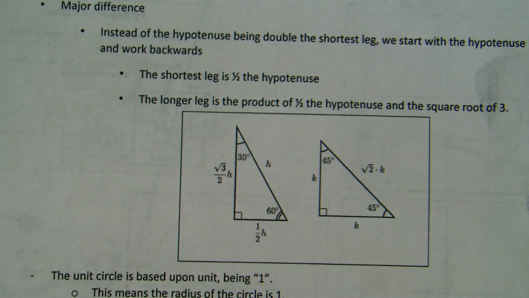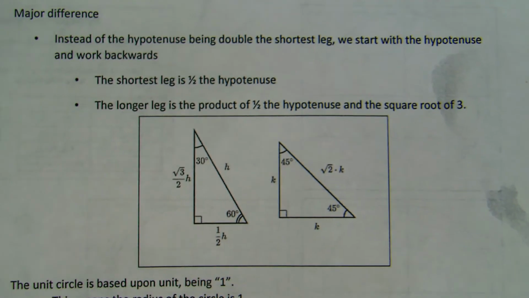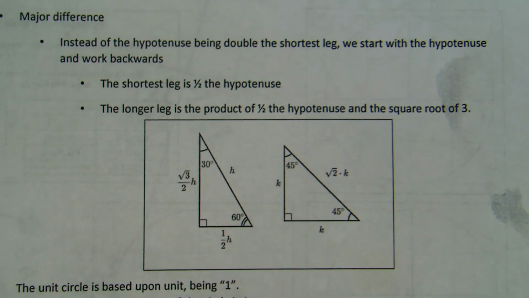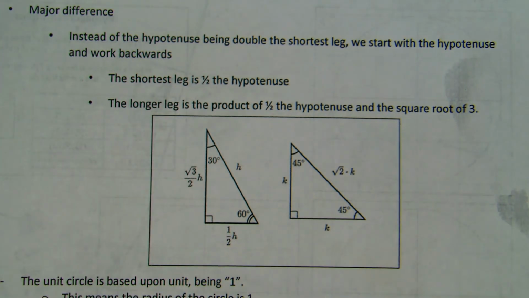So basically what we're doing is we're trying to prep you for next week. As you are finishing up the trig real-world problems, we're going to be doing the unit circle beginning next week. And a lot of it is special right triangles.